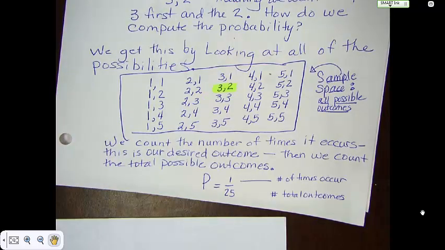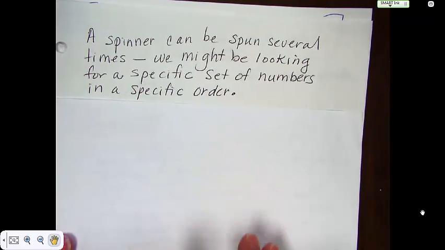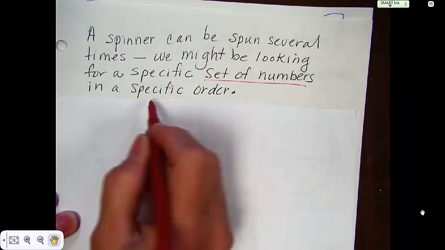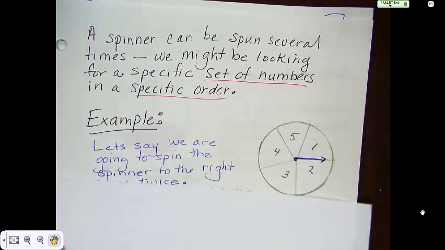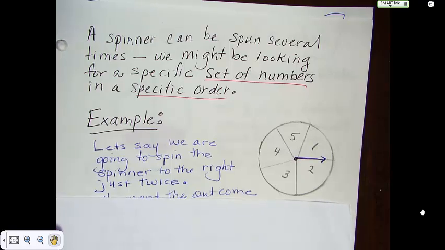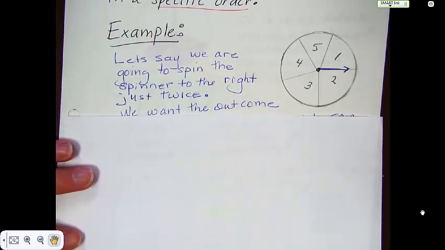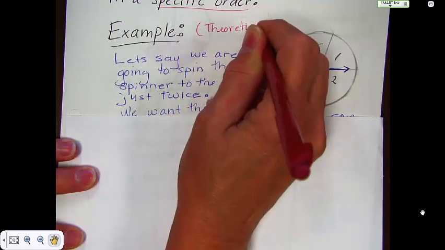Okay? All right. Now, a spinner can be spun several times. We might be looking for a specific set of numbers in a specific order. So I'm saying that we're looking for 2 numbers. We're going to spin a spinner twice, and we want to have a certain number the first time and a certain number the second time. So this is how this works. Here's an example. Okay, we are going to spin this spinner twice. And right now, we are really doing what is called theoretical probability.